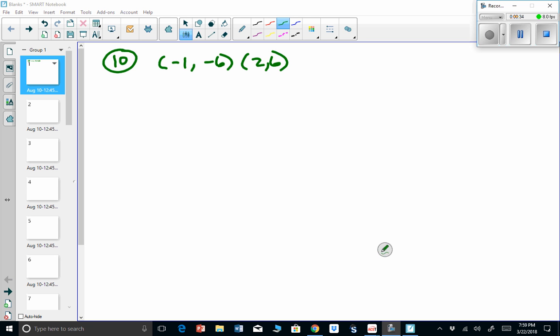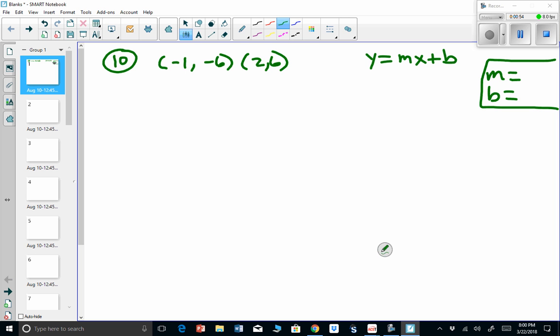Okay, slope-intercept form is y equals mx plus b. So we need our equation to be in that form. And in order to do that, we need to know two things. We need to know what m equals and what b equals. M stands for the slope. B stands for the y-intercept. We know how to find the slope. We have a slope formula.